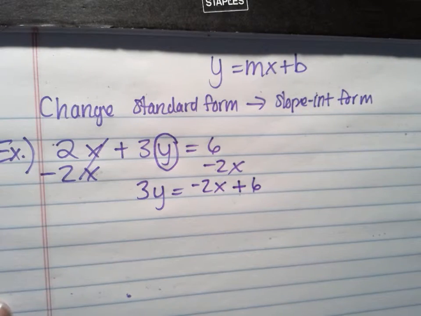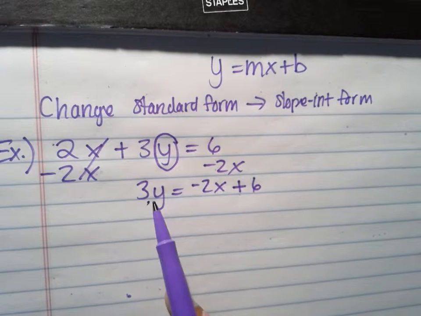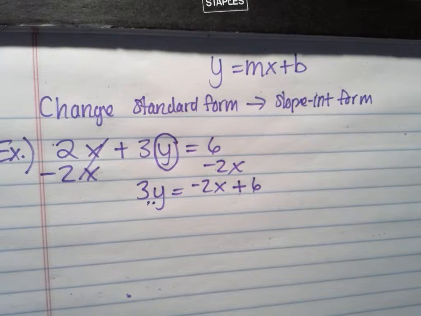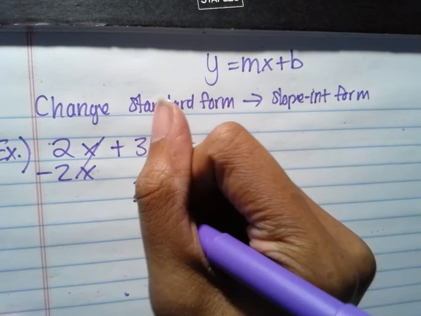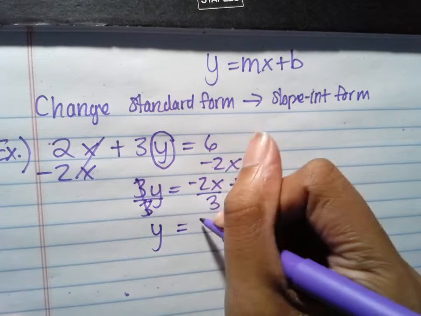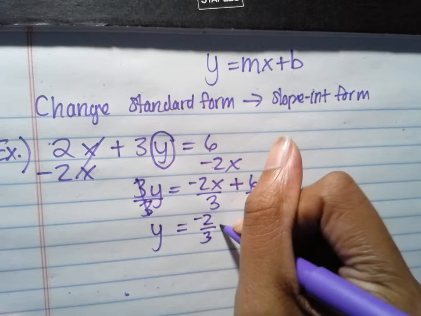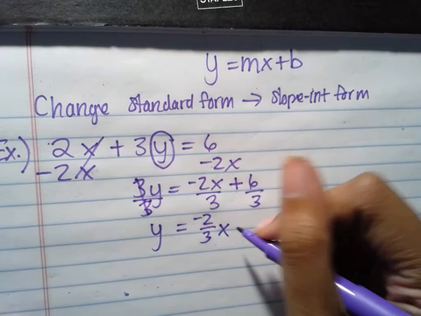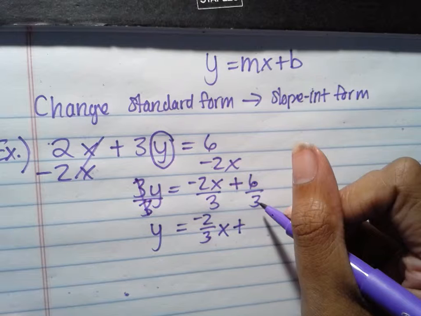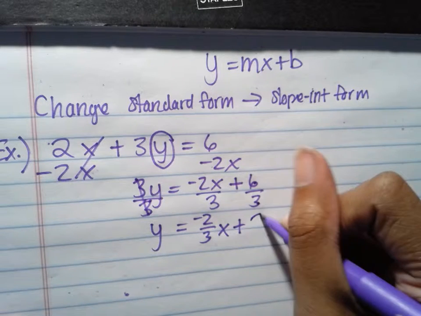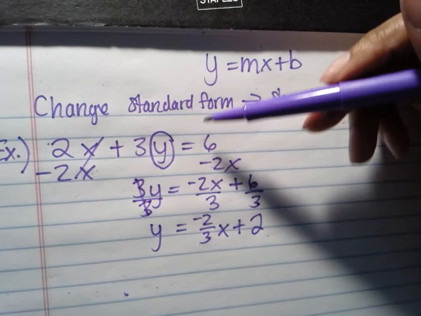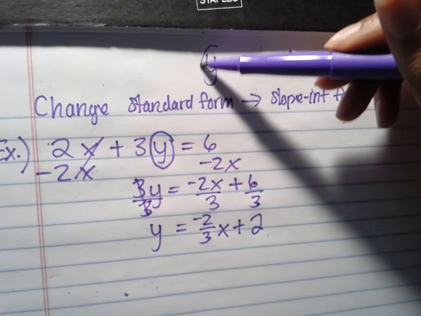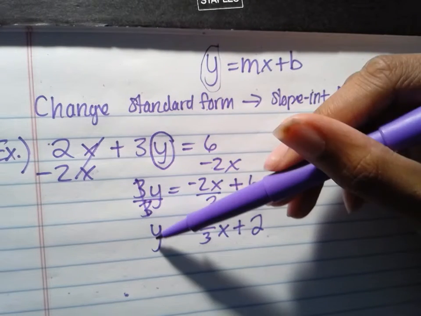All right, so notice y is almost by itself, but it's being multiplied by 3. So I need to get the 3 away from the y by dividing. So I'm going to divide by 3 on each one. This cancels. I have y equals negative 2/3 x. Keep it as a fraction. Plus, if you check 6, do top divided by bottom, 6 divided by 3 is 2. And there's my answer. So when you change standard form to slope-intercept form, your goal is to get y all by itself on one side of the equal sign. Let's go over another one.